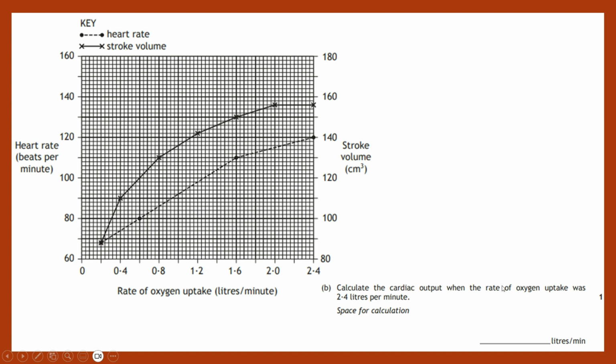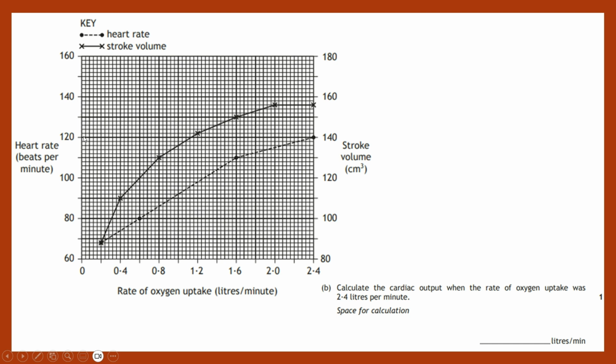This time we've not been given the formula, we need to know that, and our unit is litres per minute, so a little bit different from the previous one. But otherwise, we still need to pull our values from our graph. So calculate the cardiac output when the rate of oxygen uptake was 2.4 litres per minute. Okay. So 2.4, let's go up. So the dotted line is our heart rate. So we need to read this from this side.